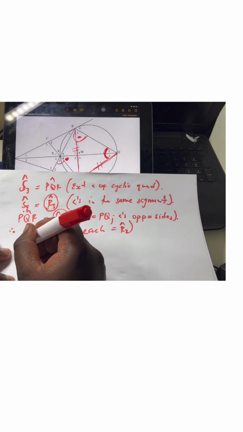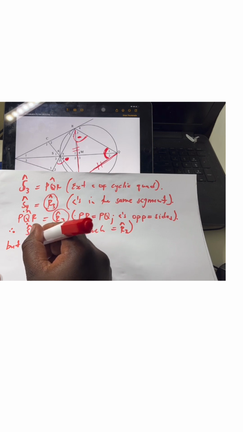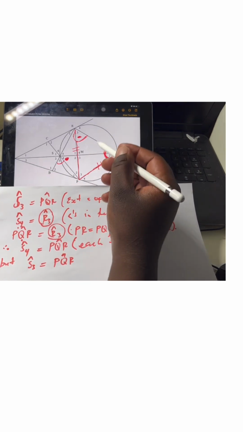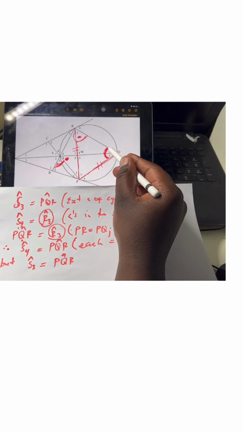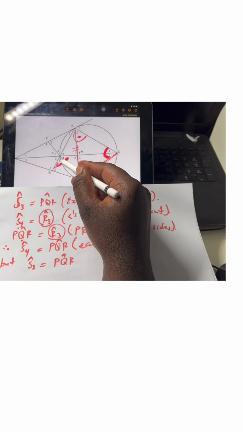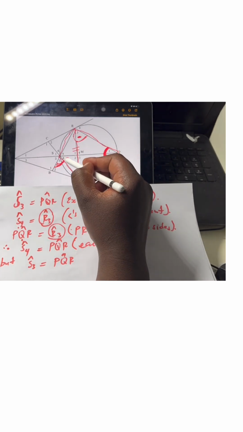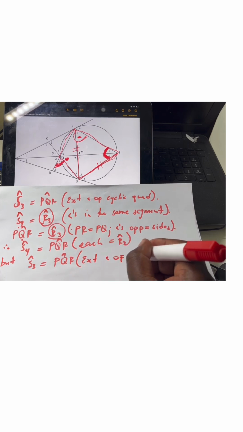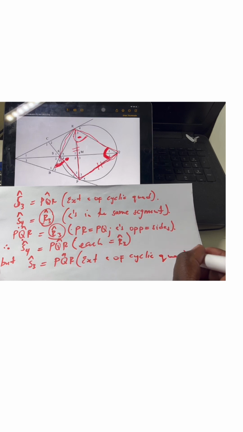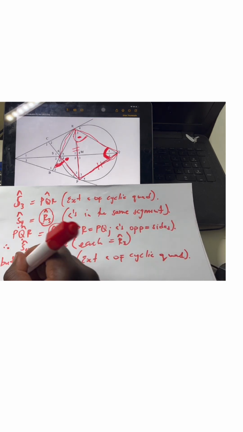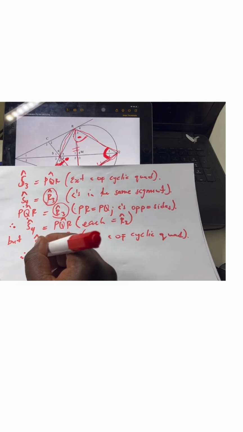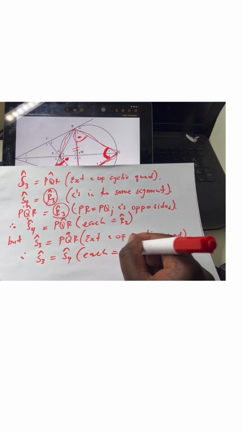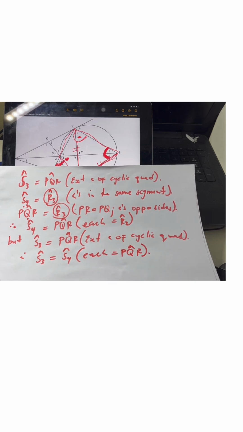So from there, I can say, but angle S3 is equal to angle PQR. Let's check it. Look at this. Angle S3, this angle, is equal to this angle. And what's the reason? The reason is because this is a cyclic quad, guys. Remember, that's a cyclic quad. So this is an exterior angle of a cyclic quad, which is equal to that. So you can write the reason over there and say the exterior angle of a cyclic quad. So therefore, in conclusion, I can say my S3 is equal to S4 because they are each equal to PQR. Done.